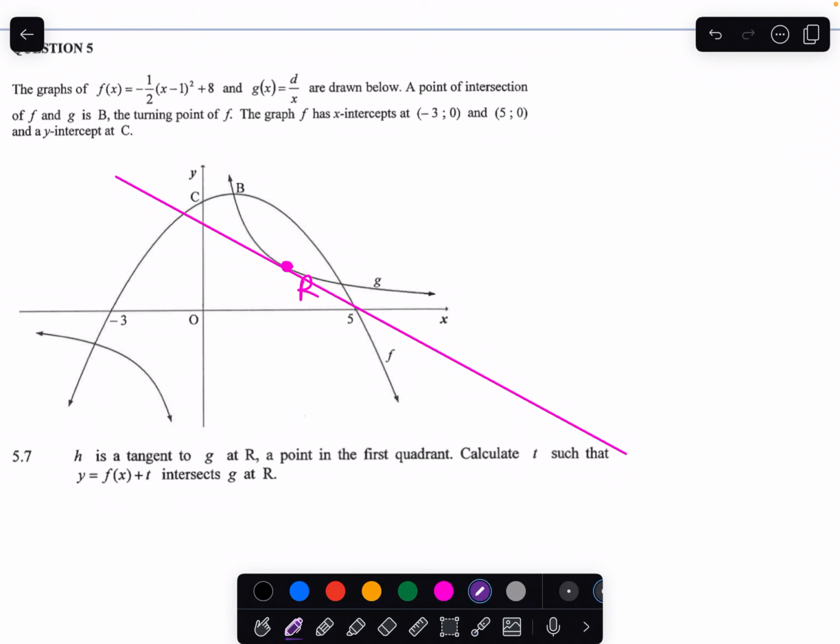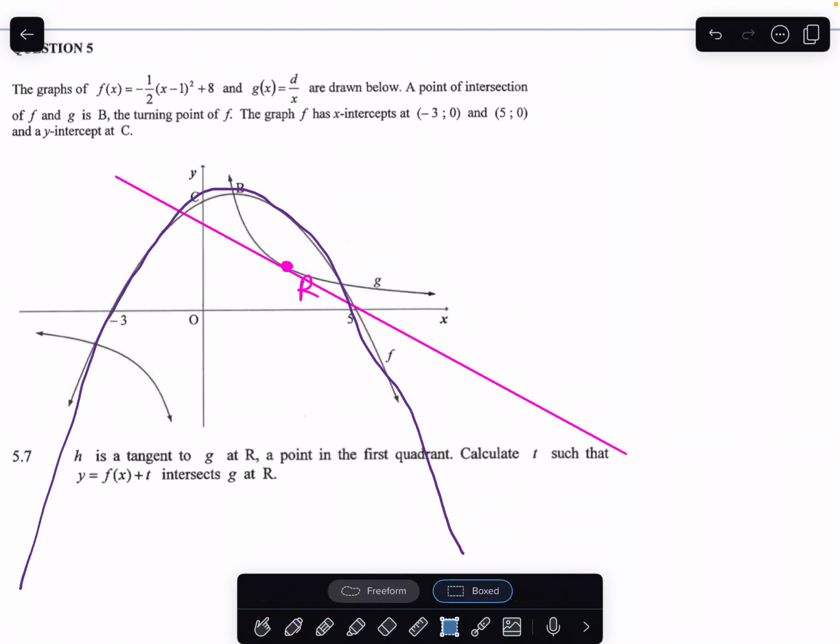I'm going to try my best to trace this parabola. It is not going well. Anyway, I thought that counts.